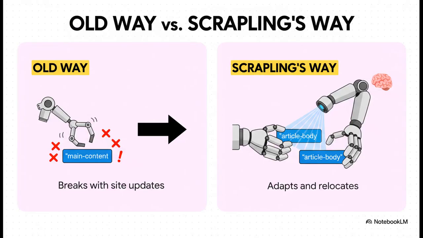The old way is like telling your script, hey, go find a box with the exact label main content. If the website changes that label to primary content, your script is totally lost. Scrapling's way is more like saying, go find me the box that looks like this and has this kind of text inside. It's just way more resilient.